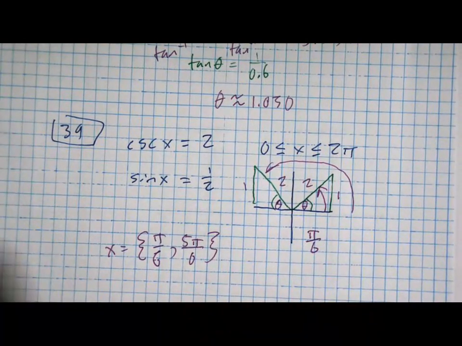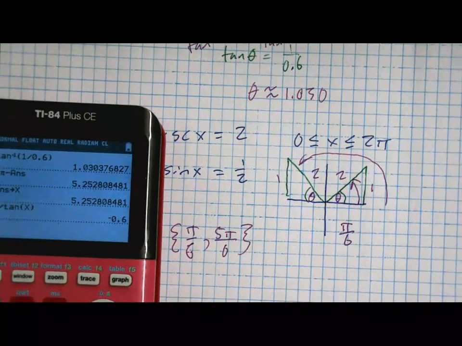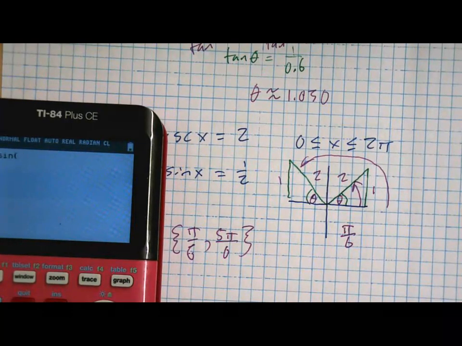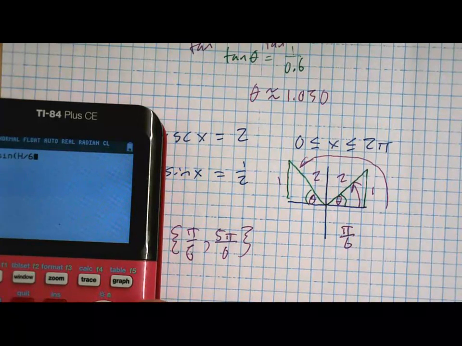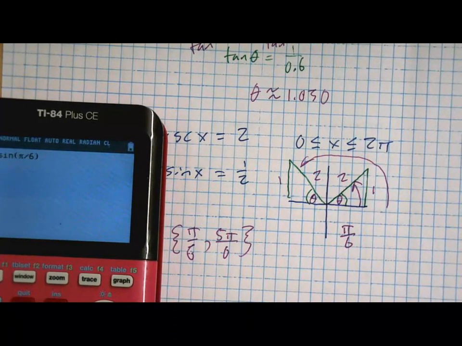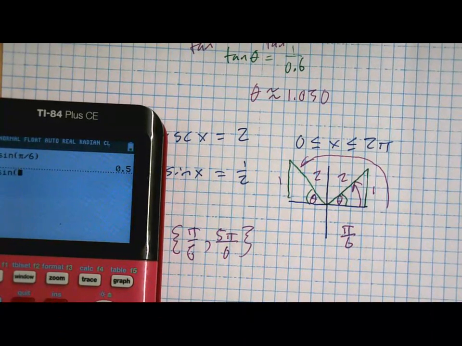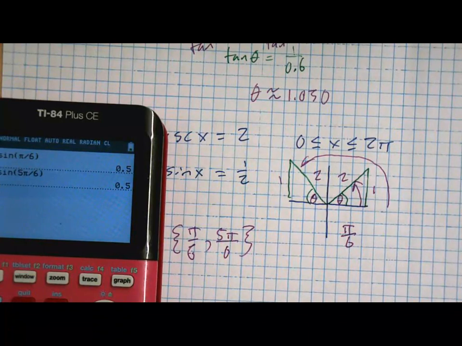I'm just going to check and make sure those work. It said solve using a calculator, but we didn't even need a calculator for that one. So sine of pi over 6 is 0.5. And sine of 5 pi over 6 is also 0.5. Hooray!